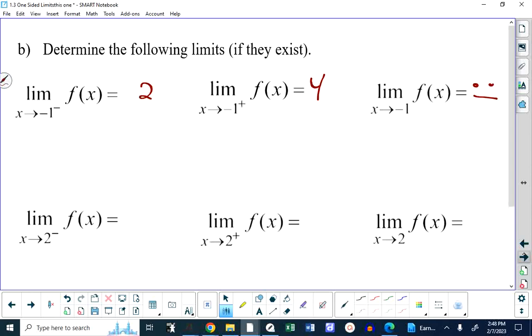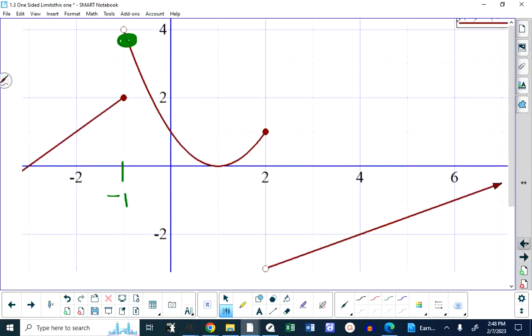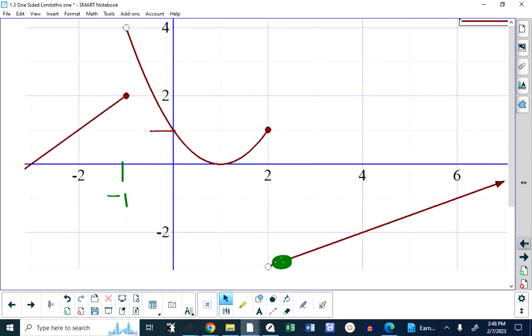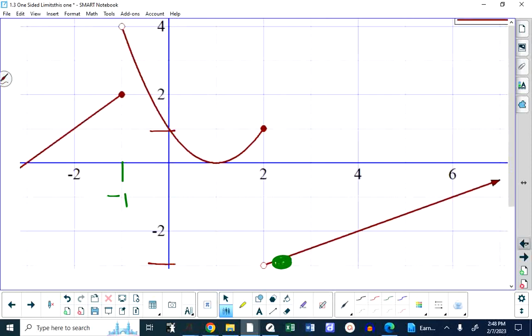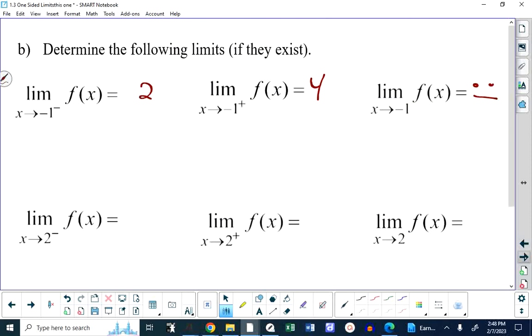So that doesn't exist. What about as we approach 2 from the left? Well, as you approach 2 from the left, y will approach 1. It's getting closer to this value of y. As you approach 2 from the right, y is approaching -3. So the left-hand limit is 1, the right-hand limit is -3.